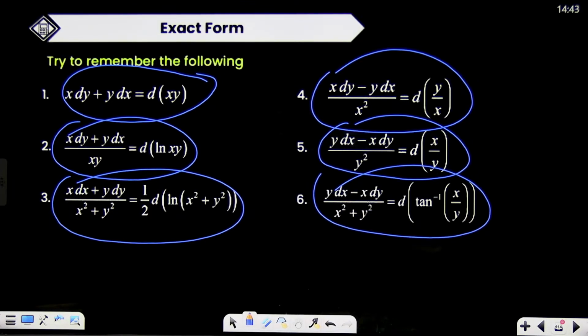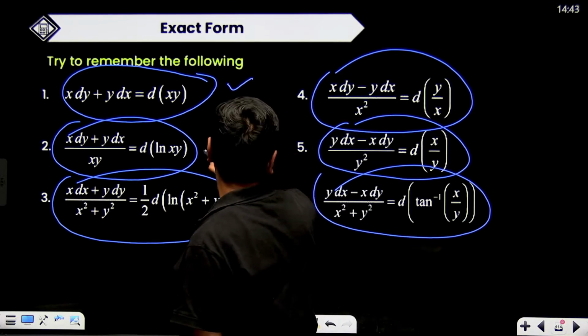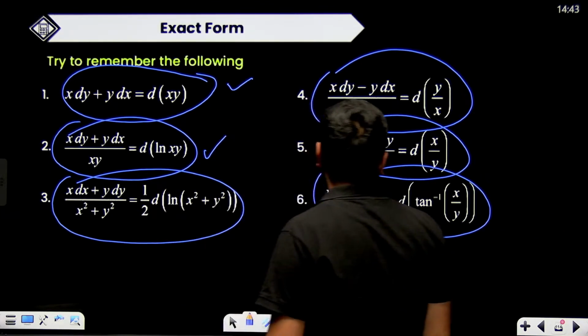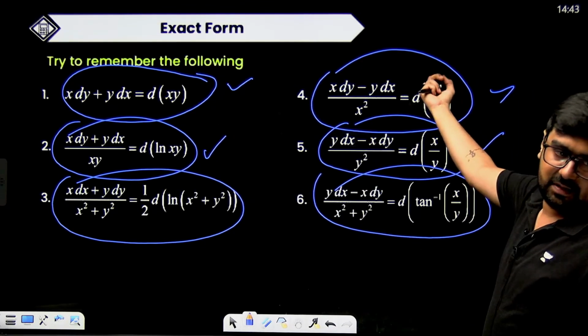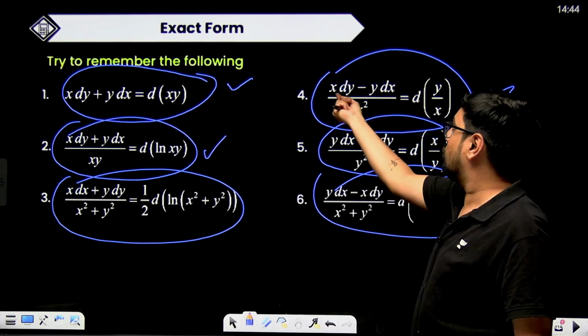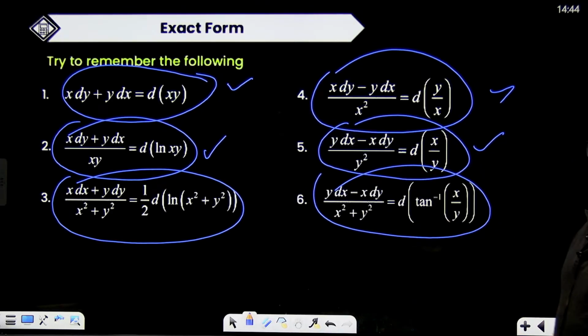Just make a note of these, right? Most importantly, most of the times this one and this one will be used, and even this one and this one. Yeah, this is y by x, u by v method. If we apply x square, x dy minus y dx, as it is you can apply.